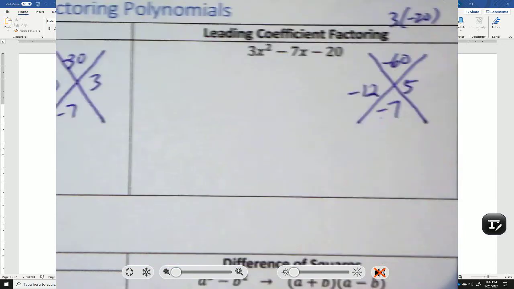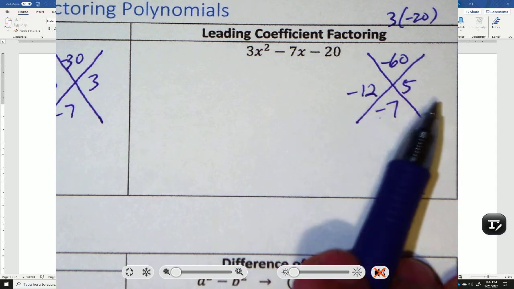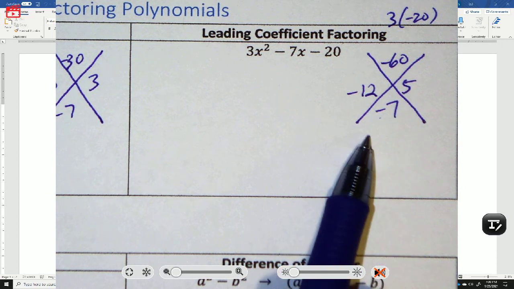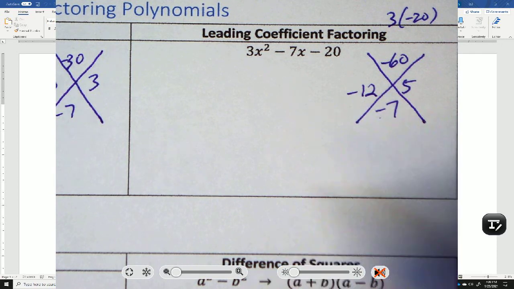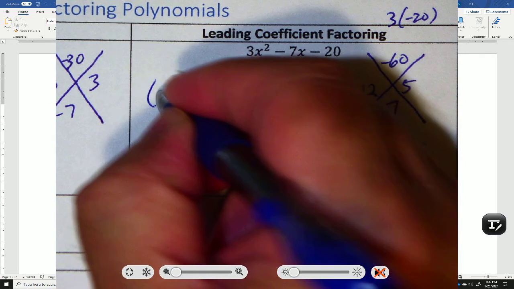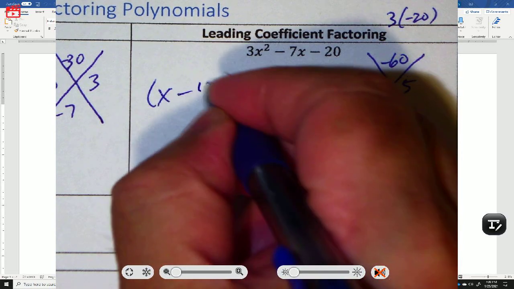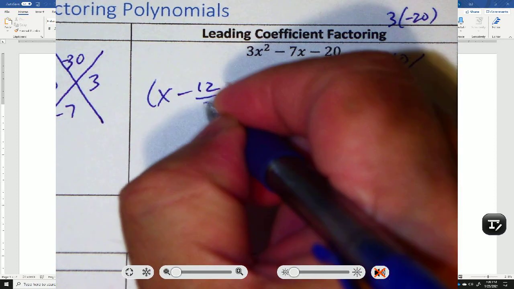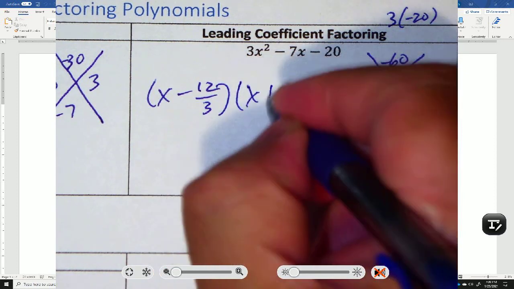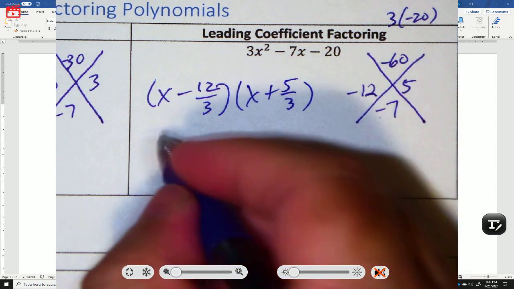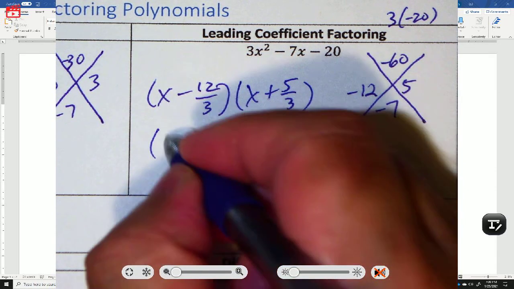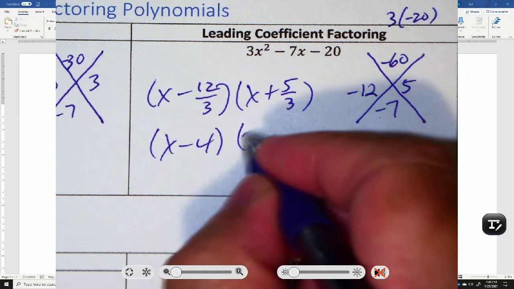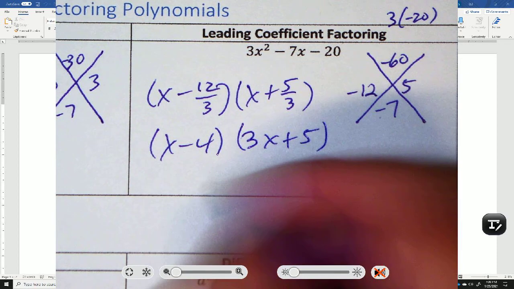So here, now that I've chosen my numbers, negative 12 times 5 gives me negative 60, and negative 12 plus 5 gives me negative 7. And this is the Lizzie method. We're going to go ahead and just write x minus 12, but we're going to divide it by the leading coefficient. We're going to divide it by 3. And x plus 5 over 3. And you must reduce if you can, so it's x minus 4. If you cannot reduce, go ahead and bring the 3 forward, so it's 3x plus 5. And that's the final answer.